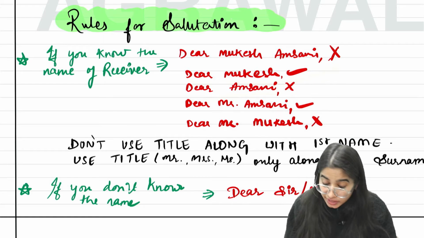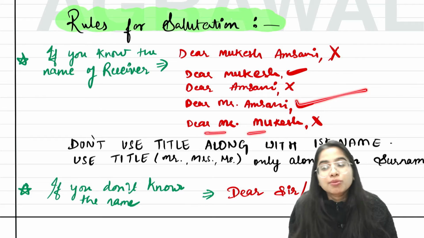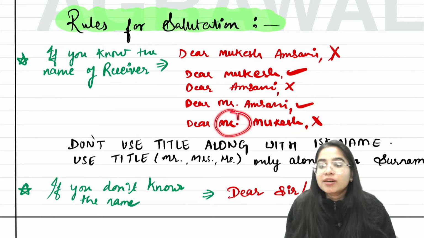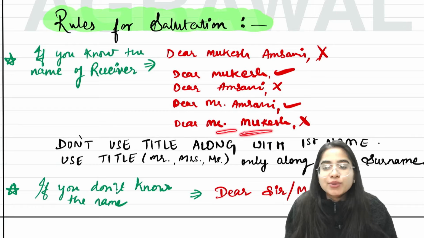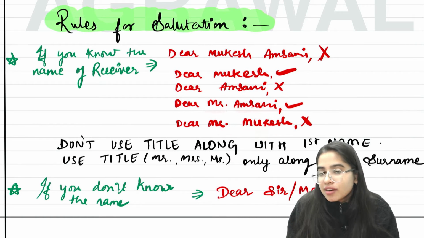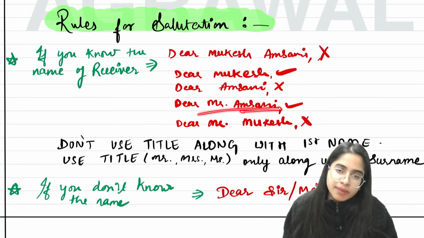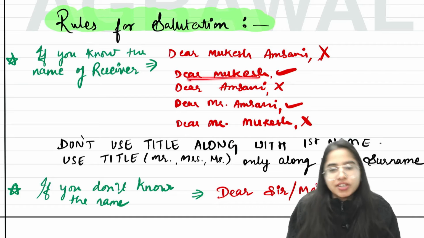Dear Mr. Ambani, is it right? Yes. Dear Mr. Mukesh, is it right? No. Along with the title Mr. or Mrs. you cannot use the first name. Along with a title you can only use the last name. Like Mr. is the title, along with this you can only use the last name, like dear Mr. Ambani, this is right, or dear Mukesh, this is also right.